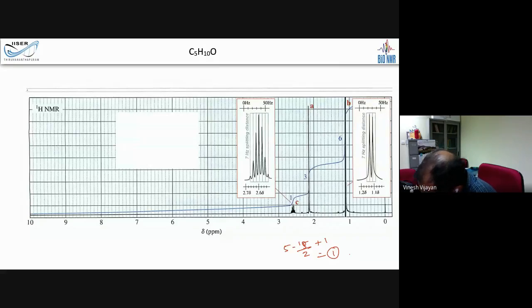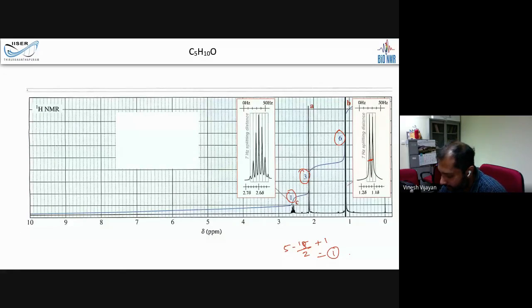Now, one thing that you see here is that there is a 2.1 ppm peak, A, B, and C. There are three peaks here. The B peak is a doublet, while the C peak is a complicated multiplet. And also the integrals here are 1, 3, and 6.